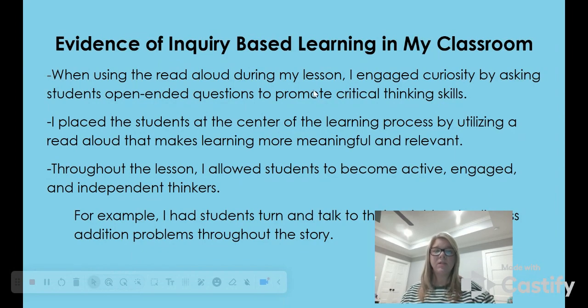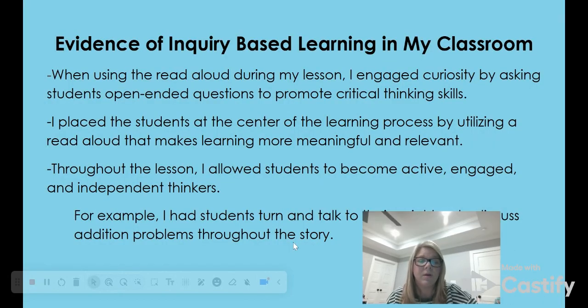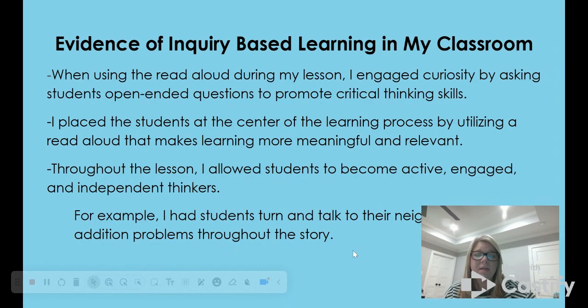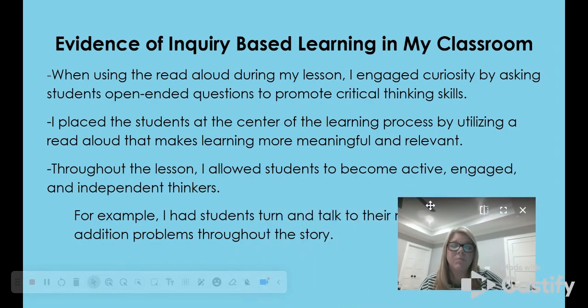Evidence of inquiry-based learning in my classroom. When using the read aloud during my lesson, I engage curiosity by asking students open-ended questions to promote critical thinking skills. I place the students at the center of the learning process by utilizing a read aloud that makes learning more meaningful and relevant. Throughout the lesson, I allowed students to become active, engaged, and independent thinkers. For example, I had students turn and talk to their neighbor and discuss addition problems throughout the story.